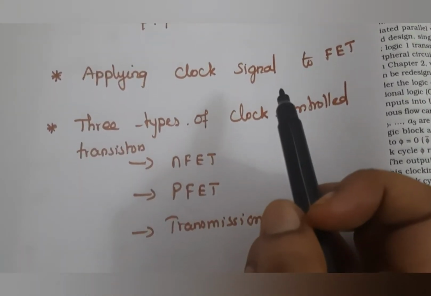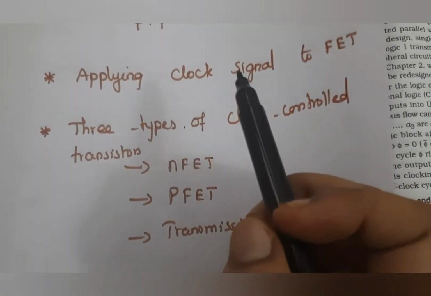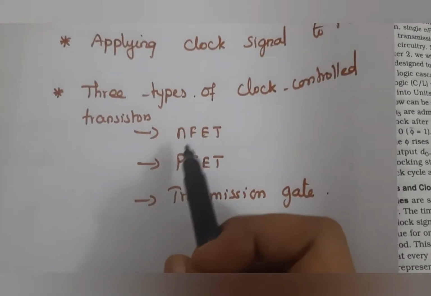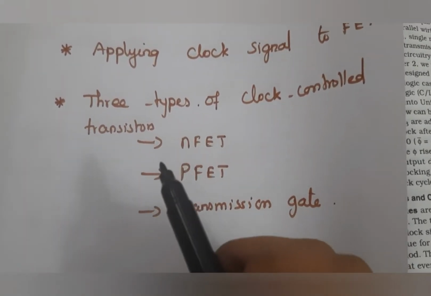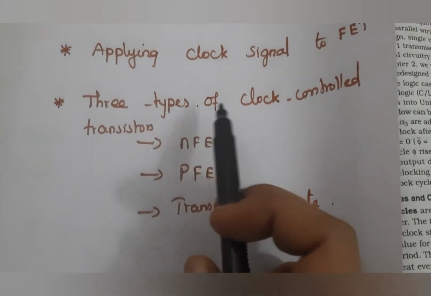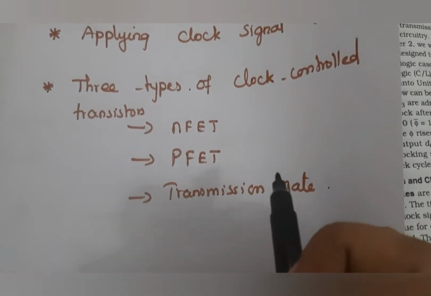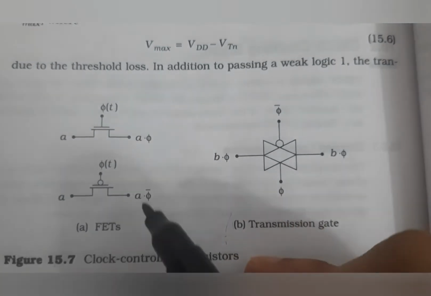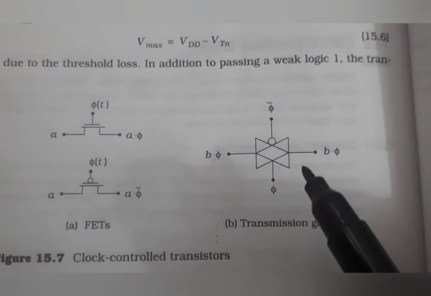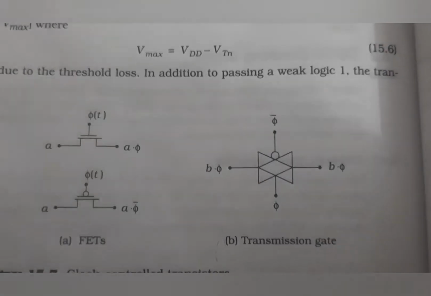So in CMOS design, we can apply this clock signal to FET. These three kinds of CMOS we can use as a clock signal generating circuit. The three types of clock control transistor are NFET, PFET and transmission gate. This is NFET clock signal, this is PFET clock signal and this is transmission gate. Transmission gate has both NMOS and PMOS.